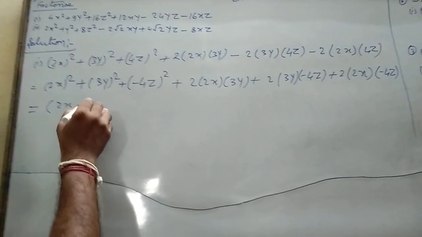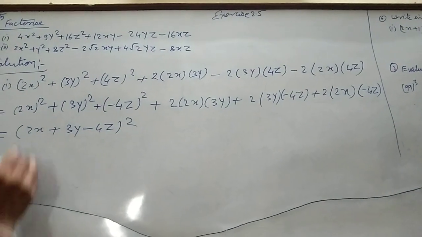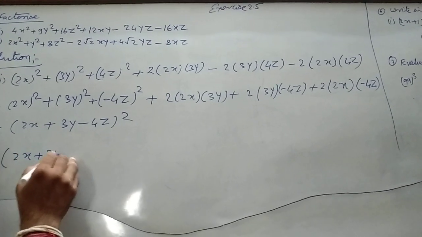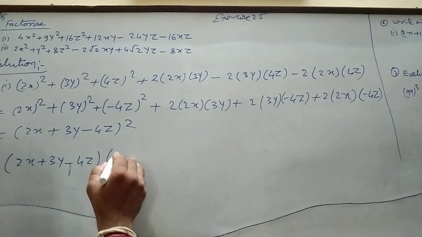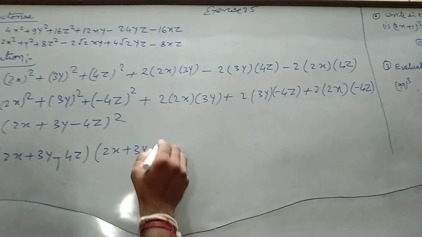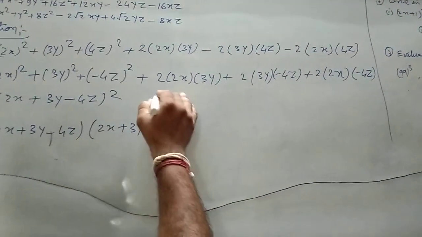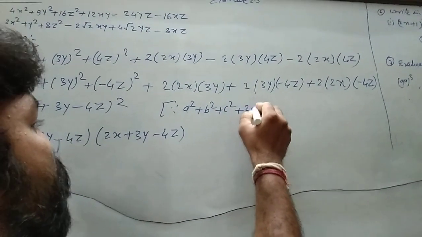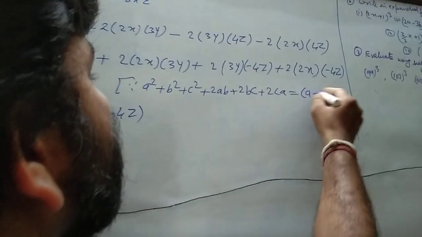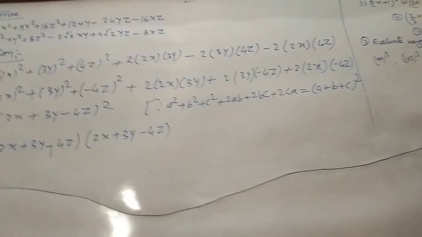That means we will get (2x plus 3y minus 4z) whole square, and this can be written as (2x plus 3y minus 4z) into (2x plus 3y minus 4z), and here the identity, since a square, b square, c square, 2ab, 2bc, 2ca is equal to (a plus b plus c) whole square.